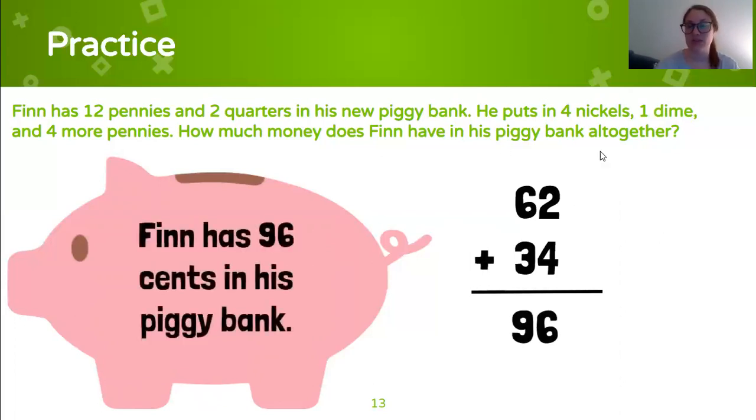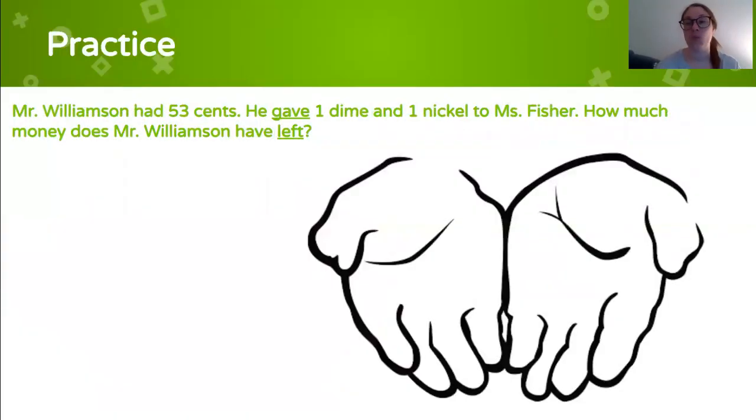Okay, we read the problem, drew our picture, and wrote a statement. Read, draw, write. Great. Let's go ahead and look at one more. This one's a little bit different and a little bit tricky, so you got to pay attention. It says, Mr. Williamson had 53 cents. He gave 1 dime and 1 nickel to Miss Fisher.